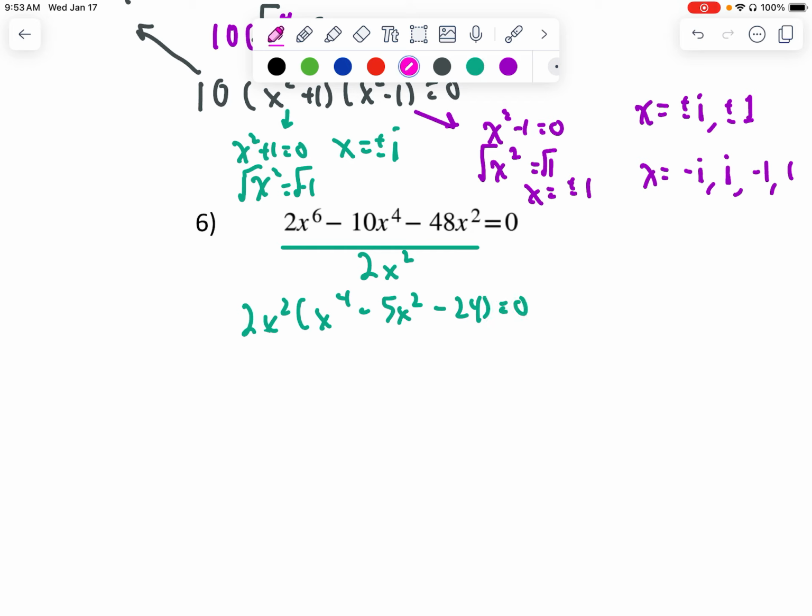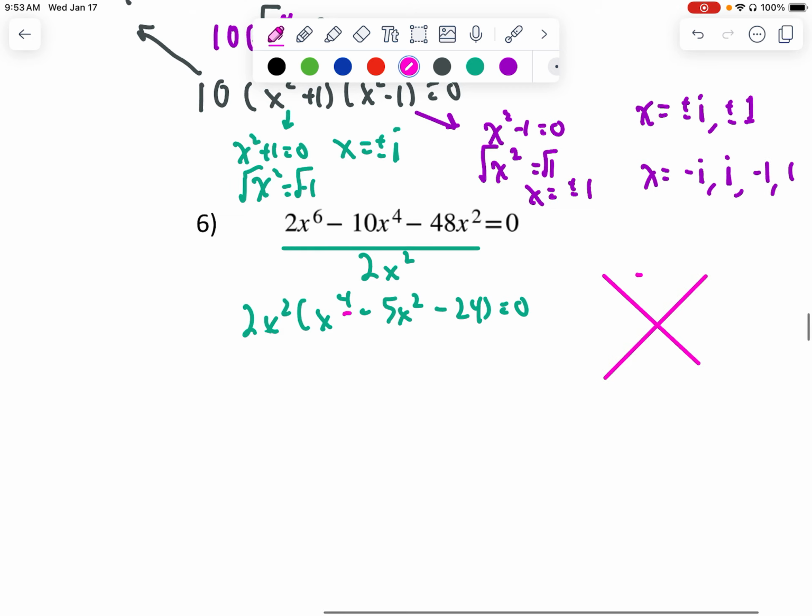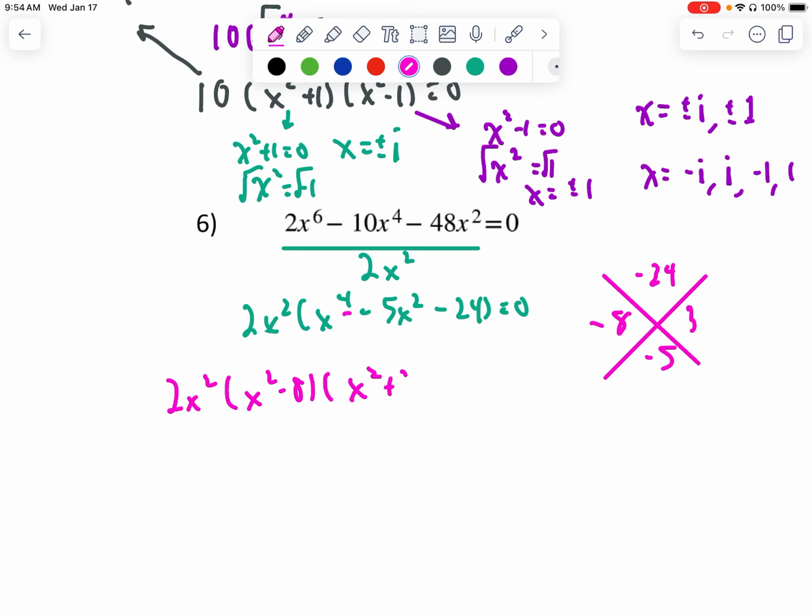And this is one of those special cases where even though we have an x to the power of 4, we can still use our x diagram. So two numbers that multiply to give us negative 24 and add to give us negative 5. That's going to be negative 8 and positive 3. So our factored form of this equation will be 2x squared, and then in parentheses, x squared minus 8, and then x squared plus 3, all equal to 0.